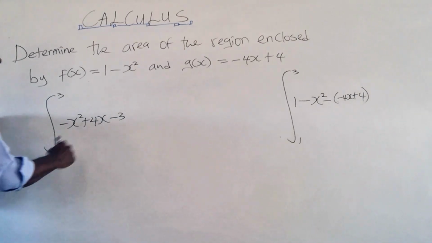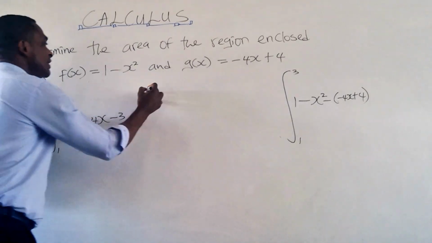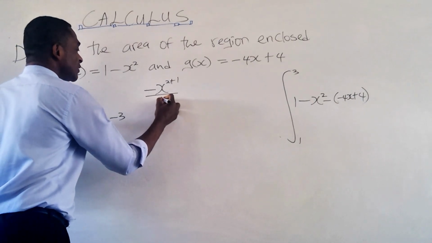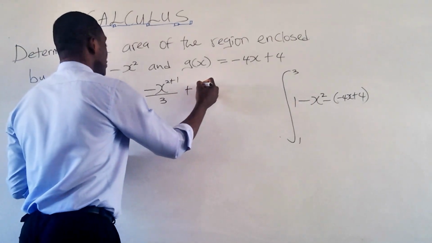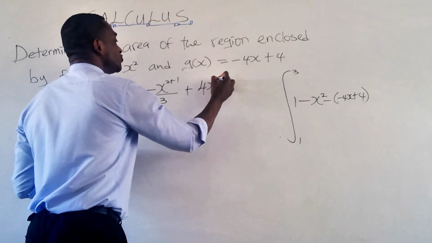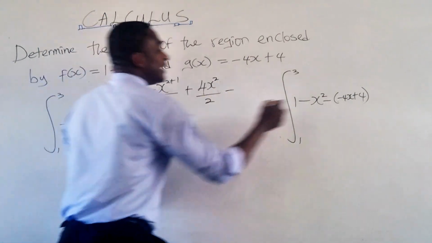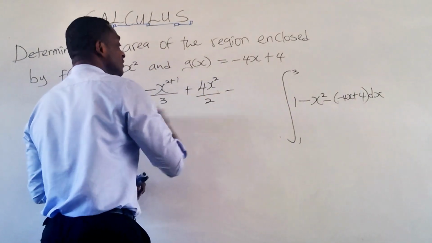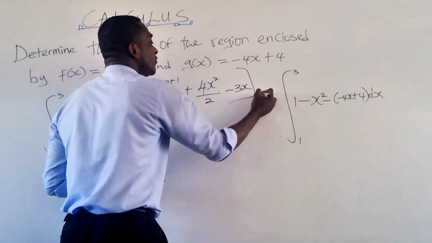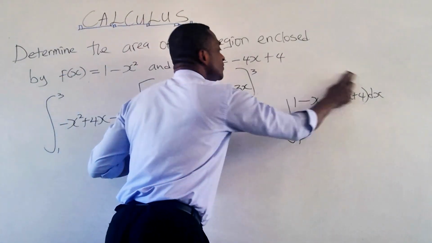So let's integrate. The integral of this will be -x^(2+1)/(2+1), which is 3, plus 4 times x^(1+1)/2, minus 3x. Remember that the integral of a constant is that constant times x. But this is for the interval of 1 to 3.